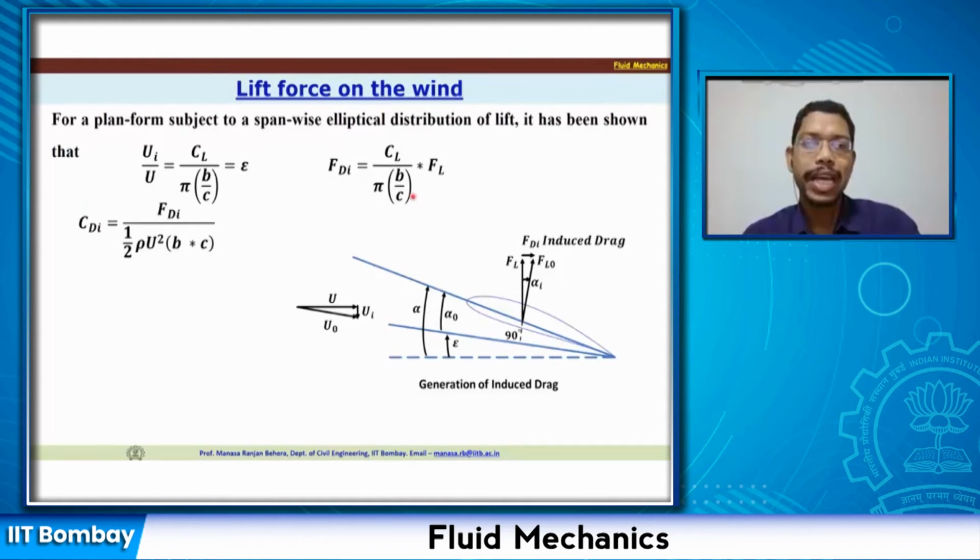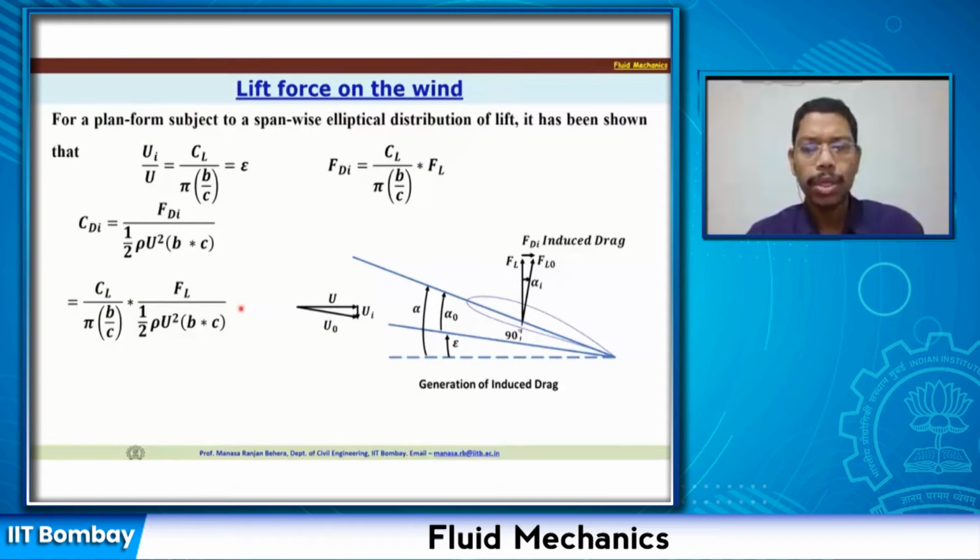All right, so now if I want to write down CDI, CDI is equal to FDI, the drag force, divided by half rho U square into area. The area is nothing but b into c. So force divided by area gives you the drag coefficient. Now let us substitute the value of FDI that we have written here and rewrite. If you do that, you can write down this expression by substituting the value of FDI.